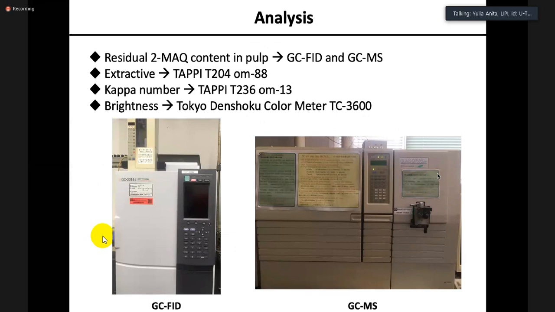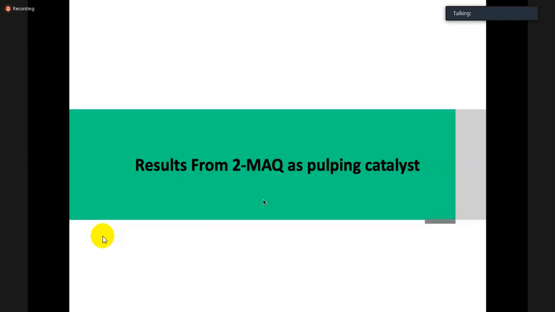So this is the analysis: residual 2-MAQ content in pulp using GC-FID and GC-MS, extractive following TAPPI T204 om-88, kappa number following TAPPI T236 om-13, and brightness by Tokyo Denshoku color meter TC3600. Now we go to the results of 2-MAQ as a pulping catalyst.